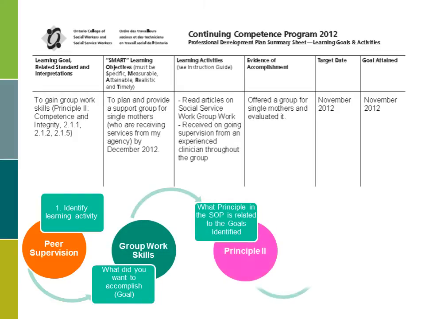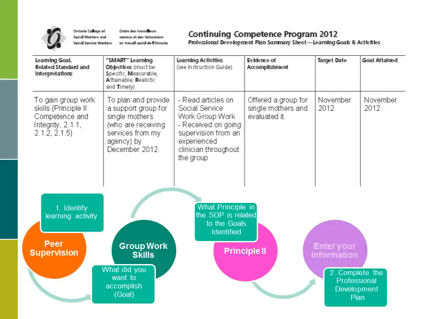In order to complete the professional development plan, you will also need to fill out the evidence of accomplishment column. The question associated with this column would be, how will you know that you've accomplished your goal? In this example, the member's evidence of accomplishment was that they would have offered a group for single mothers and evaluated it. They could have also noted something like, knowledge of group interventions increased.